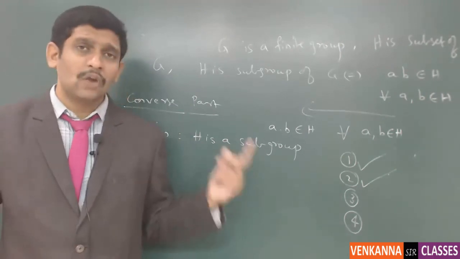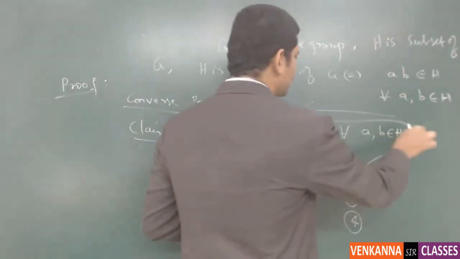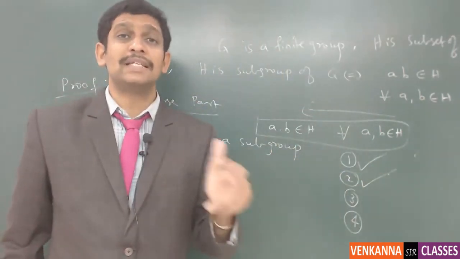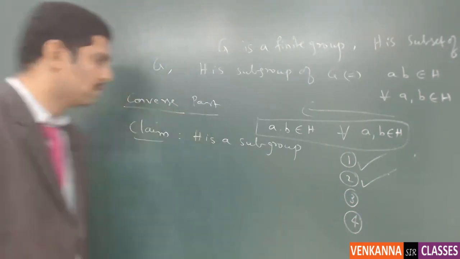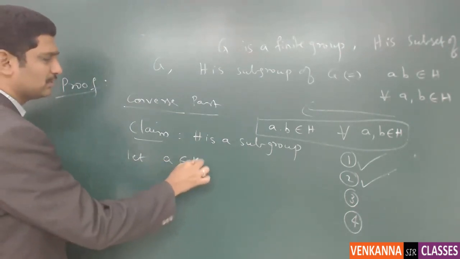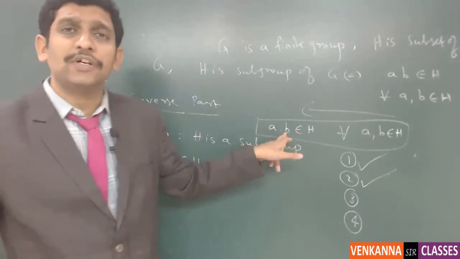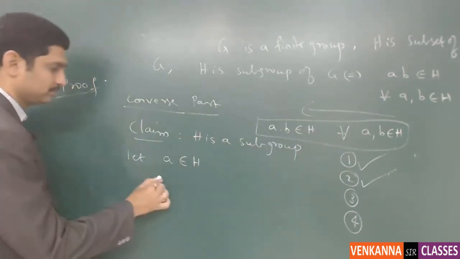So now I am going to prove identity. If you look at the condition, whatever elements I take, closure law will be satisfied by H. So first of all, let me take an element A belongs to H. So in place of B also, I am taking the same element.